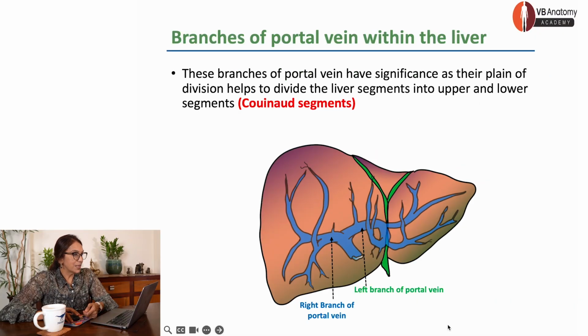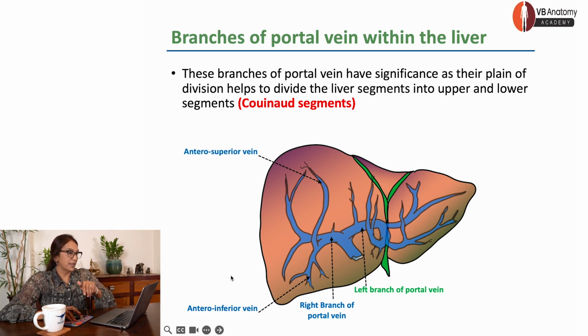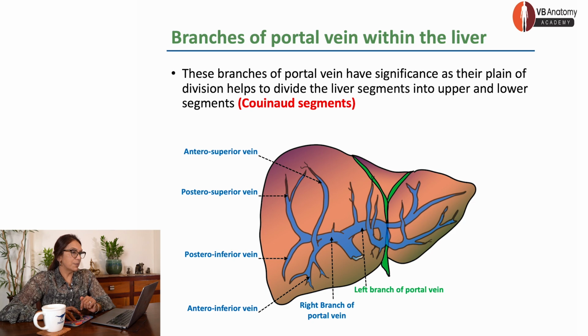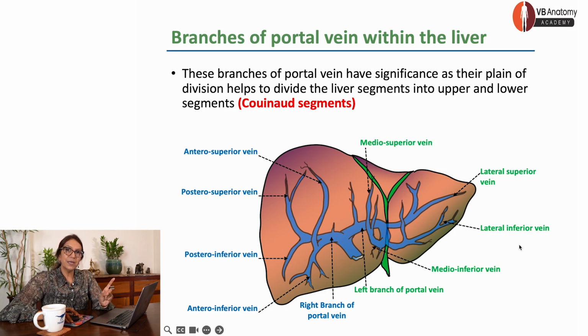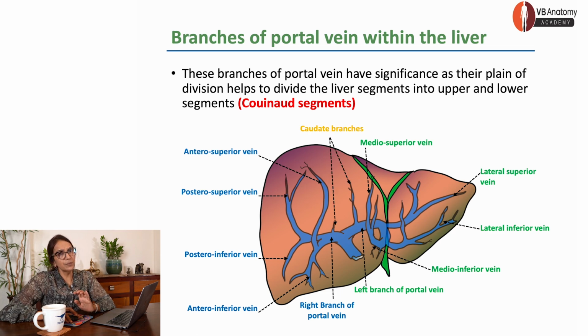But here now you can see your portal vein dividing into the right branch of the portal vein and the left branch of the portal vein. The right branch now divides into two anterior branches, anterior superior and anterior inferior, and two posterior branches, posterior superior and posterior inferior. The left branch divides into lateral and medial, lateral superior, lateral inferior, medial superior, medial inferior, and both the branches supply the caudate lobe. Got it?